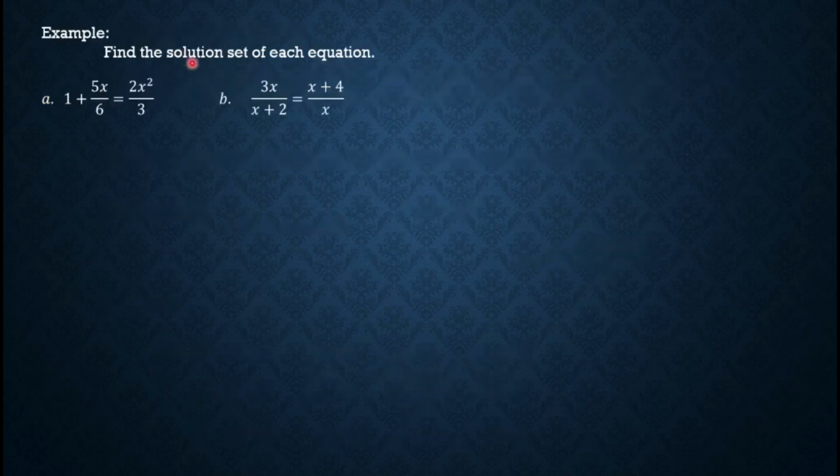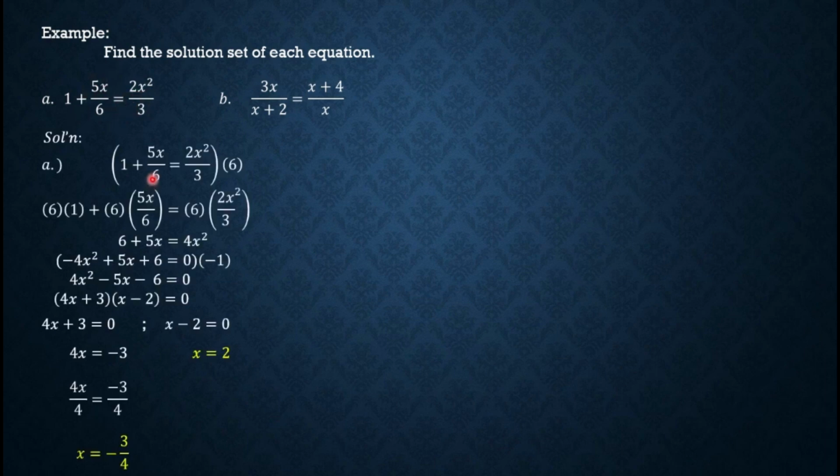For example, find the solution set of each equation. Letter a: 1 plus 5x over 6 is equal to 2x squared over 3. So, we need to cancel out the denominators, 6 and 3. The common factor is 6, no? We multiply by 6. 6 plus 5x is equal to 4x squared.